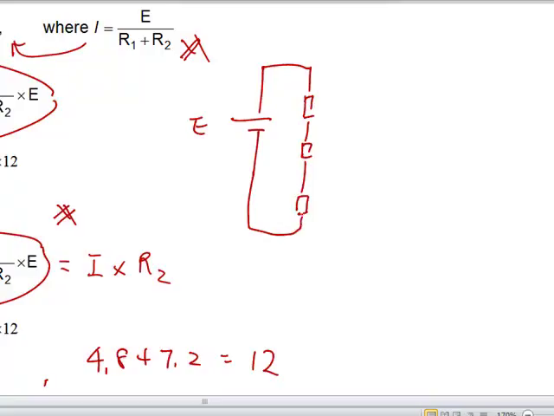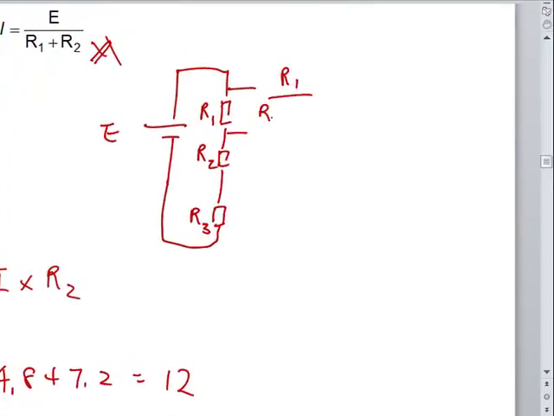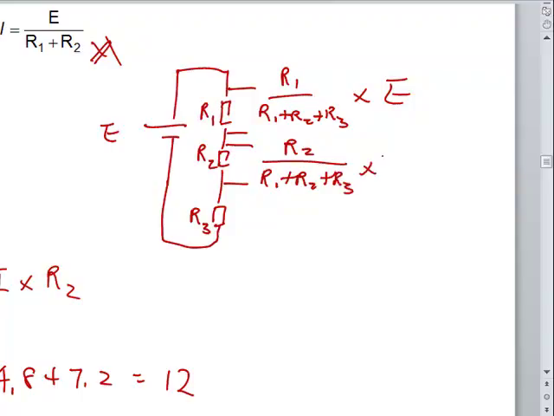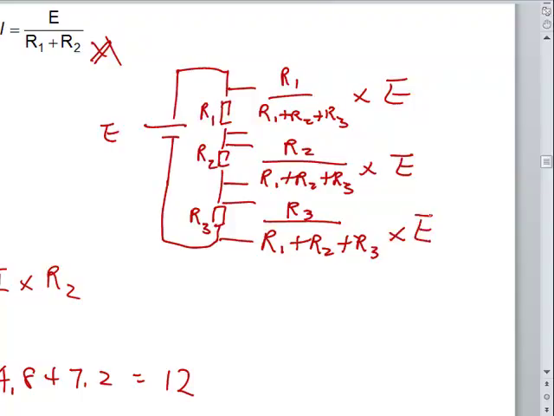If I extend this idea to any number of resistors in series, you can appreciate this potential divider concept quite easily. If I call them R1, R2 and R3, and the total PD is E, then the PD across R1 is simply R1 over R1 plus R2 plus R3 times E, and PD across R2 will be R2 over R1 plus R2 plus R3 times E, and finally for R3, R3 over R1 plus R2 plus R3 times E. Okay, I hope you can recognize the pattern here.